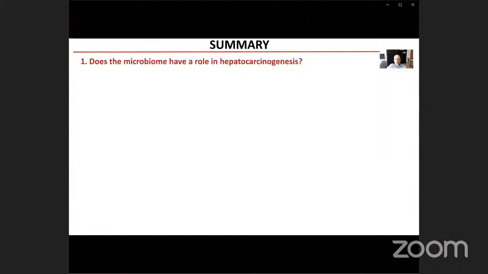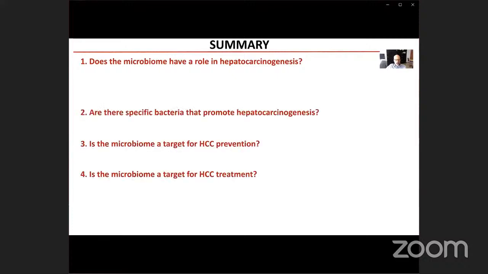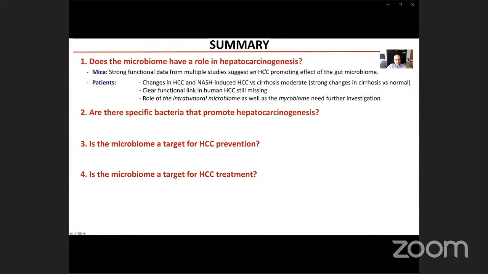So I want to summarize and answer some key questions on this topic. Does the microbiome have a role in hepatocarcinogenesis?